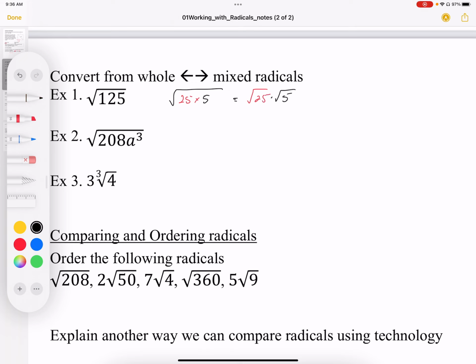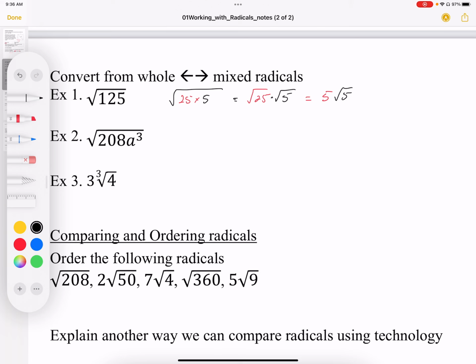And again, it's an implied multiplication in there. And then rewrite this as 5. The square root of 25 is 5, and we're left with a square root of 5 on the inside. So we're square rooting, taking that factor out, and it ends up being 5.